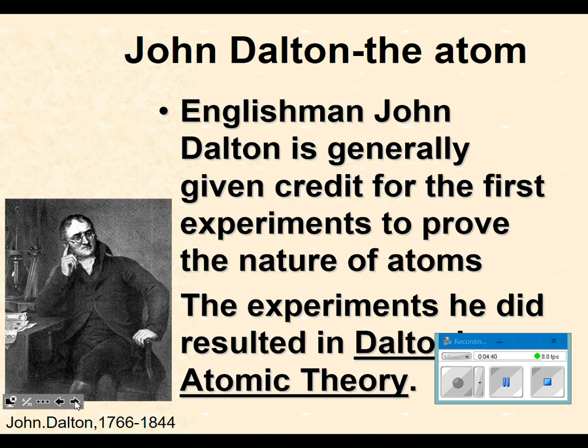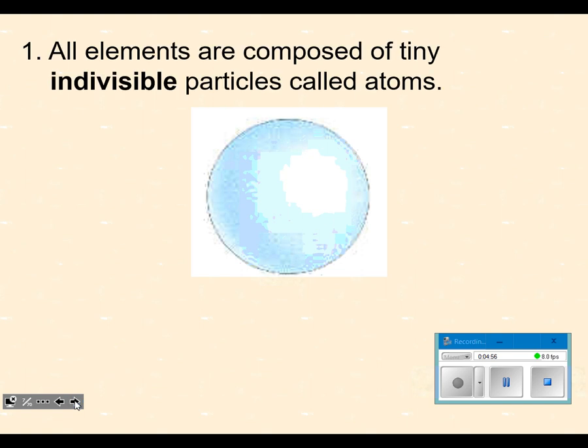So John Dalton should be under your scientist, and Democritus should be under your scientist. You could also have Aristotle under your scientist, and Aristotle would come in between Democritus and John Dalton. So John Dalton's atomic theory had 4 major points to it. And the first one was that he said that all elements are composed of tiny, indivisible particles called atoms.